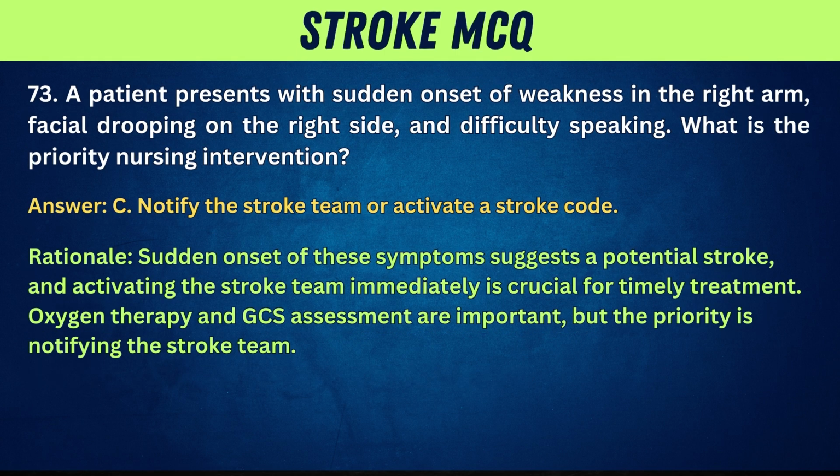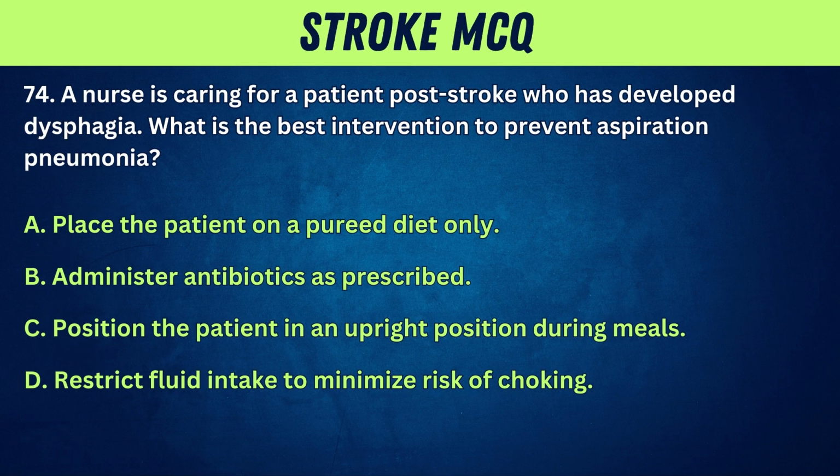Answer: C. Notify the stroke team or activate a stroke code. Rationale: sudden onset of these symptoms suggests a potential stroke, and activating the stroke team immediately is crucial for timely treatment. Oxygen therapy and GCS assessment are important, but the priority is notifying the stroke team.